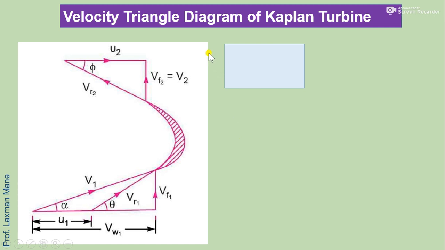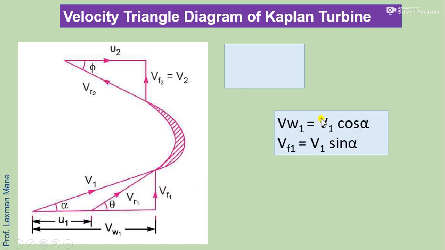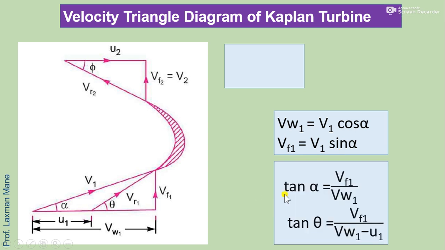Now we will see velocity triangle diagram of Kaplan turbine. So already we have seen such kind of diagram in case of Francis turbine also. At inlet velocity triangle, we can use the formulae which are similar to Francis turbine, that is VW1 is equal to V1 cos alpha and Vf1 is equal to V1 sin alpha. Tan alpha ratio and tan theta ratio, this formula also we can use.